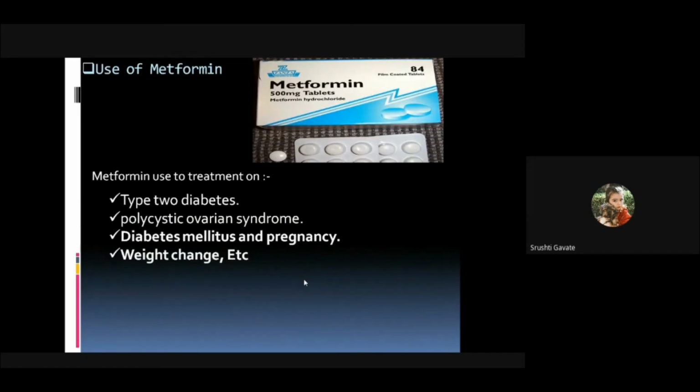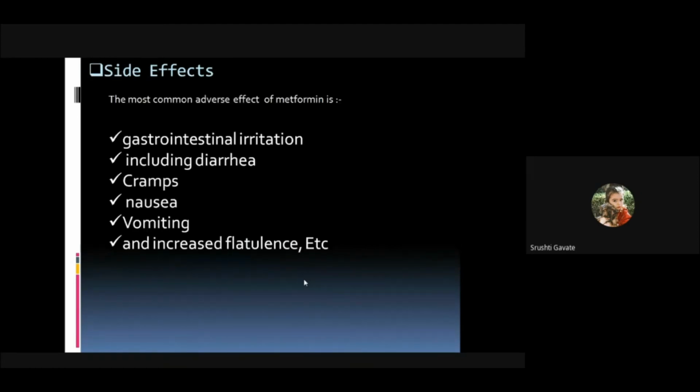There are many uses of metformin. Some of the uses are the treatment of type 2 diabetes, polycystic ovarian syndrome, diabetes mellitus, and pregnancy and weight change. In weight change, it goes with weight gain, etc. There are common and adverse side effects too for metformin, that are gastrointestinal irritation, including diarrhea, cramps, nausea, vomiting, and increased flatulence, etc. Thank you.